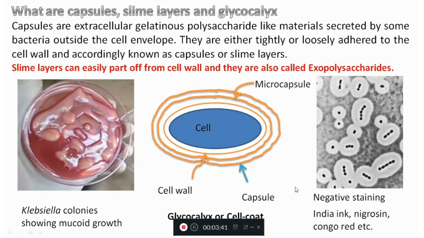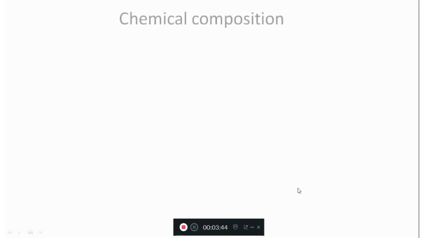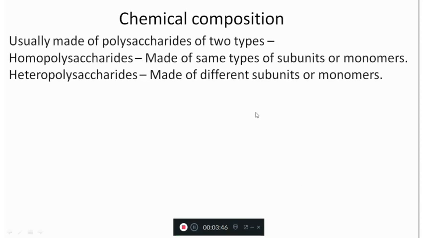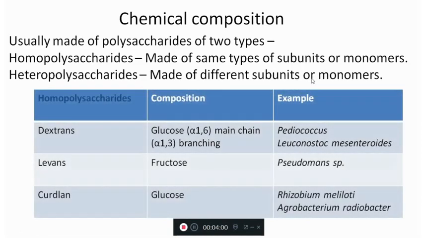So now let us see the chemical composition of capsules. Capsules are usually made of polysaccharides, and two types are there. The homopolysaccharides are made of similar types of monomers or subunits. The heteropolysaccharides are made of different types of subunits or monomers. So what different kinds of homopolysaccharides are found? Let us see some examples like dextrans, levans, and curdlan. These are different kinds of homopolysaccharides found in the capsules of different types of bacteria.